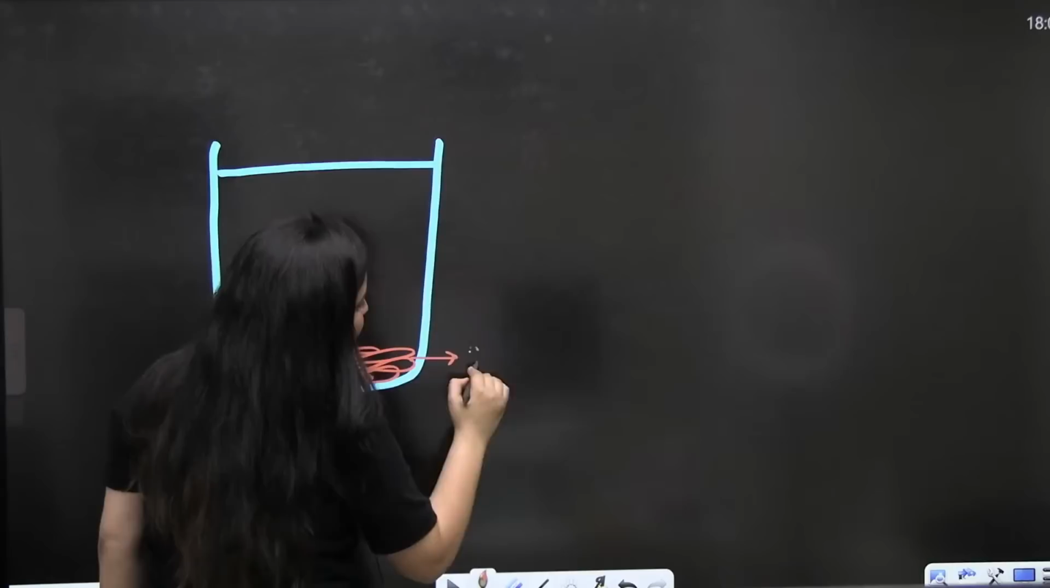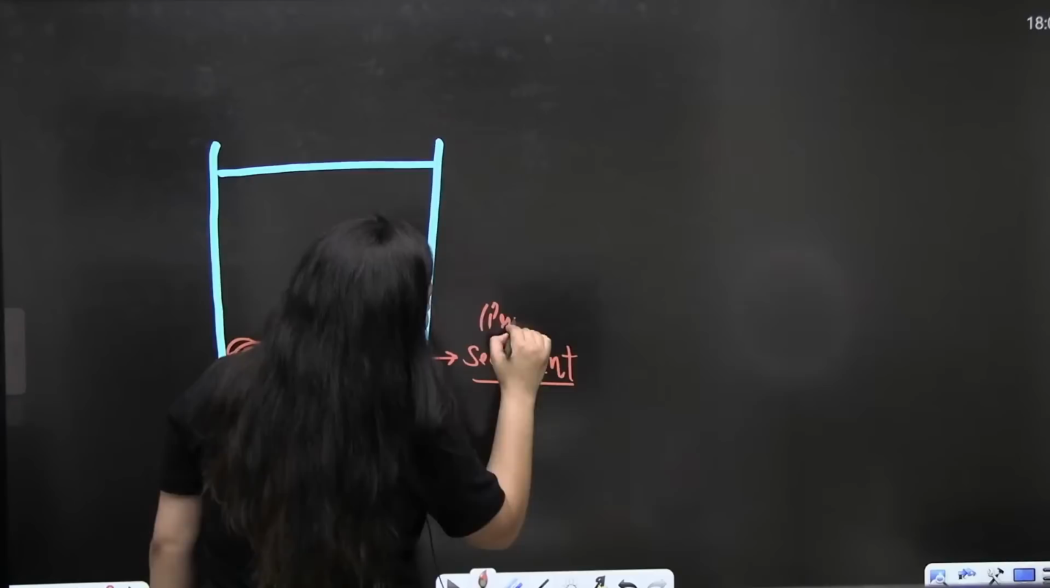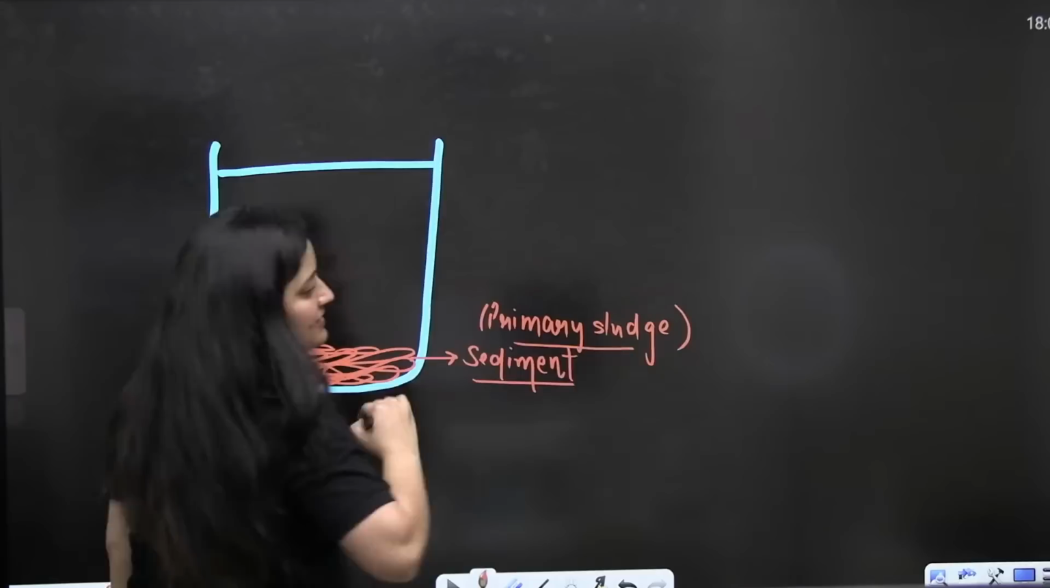So, it will be the sediment. We even call it primary sludge. This is the result of physical treatment.